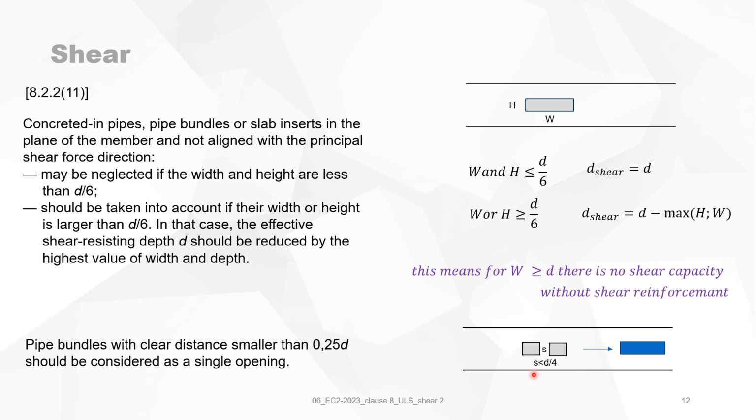When you have pipe bundles or different openings, one next to the other, then when the clear distance is smaller than the effective depth divided by 4, you should treat this opening or reservation as one reservation. So that's also something interesting that you can use in your design of buildings.